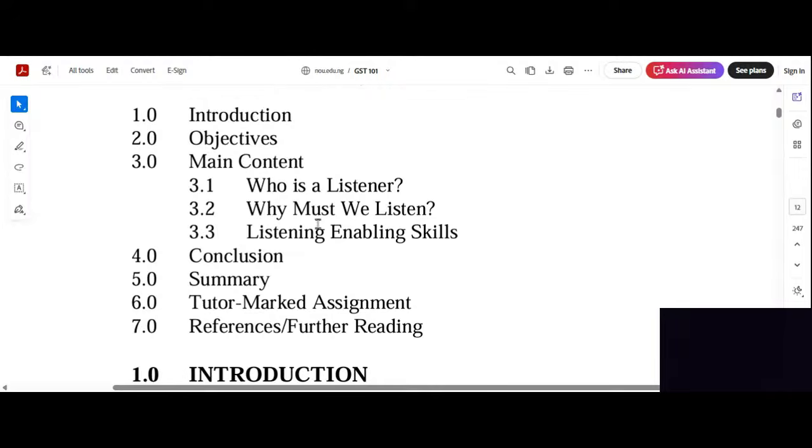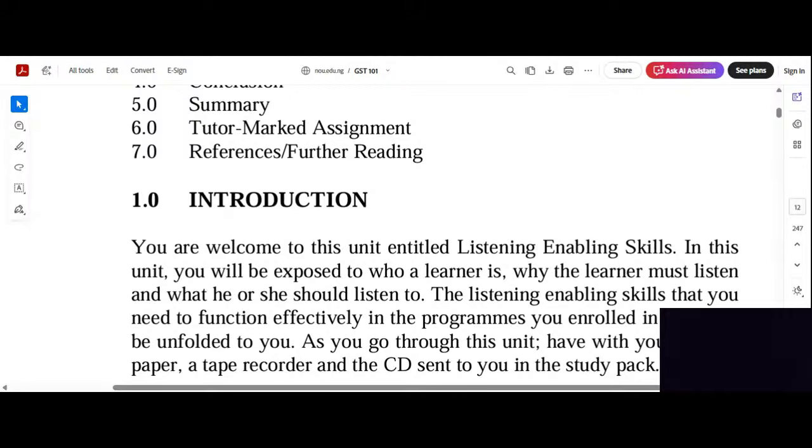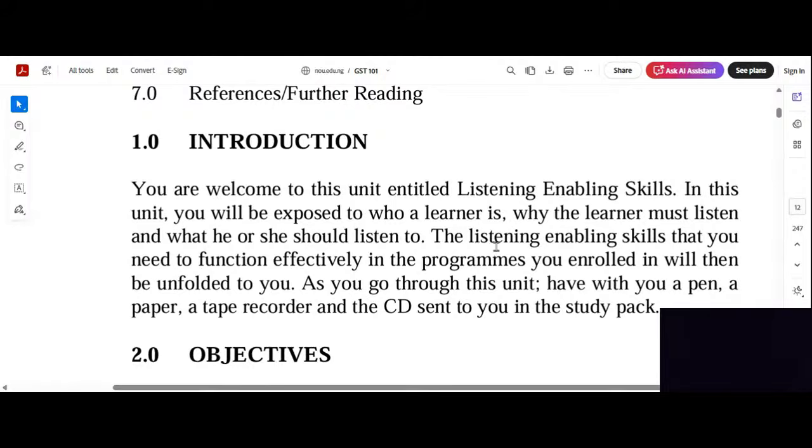Who is a listener? Why must we listen? And listening enabling skills. Well, like I tell all the sets, it's not professional for you to call listening as listening. No, the right way is listening. Listening seems somehow silent.